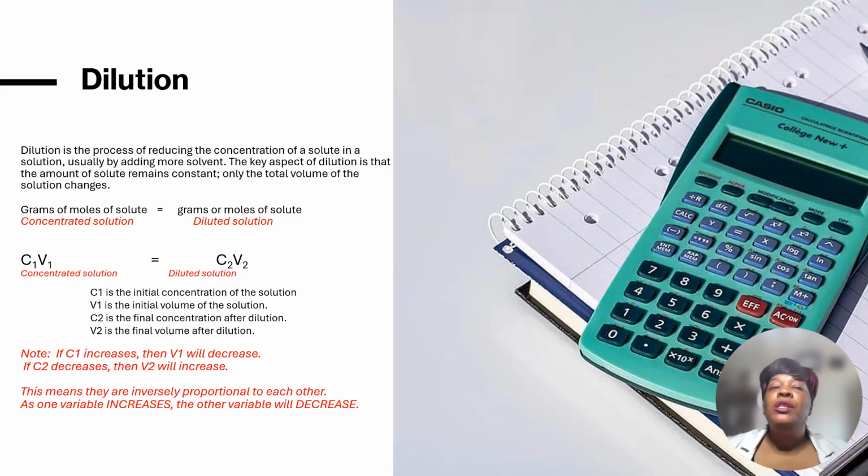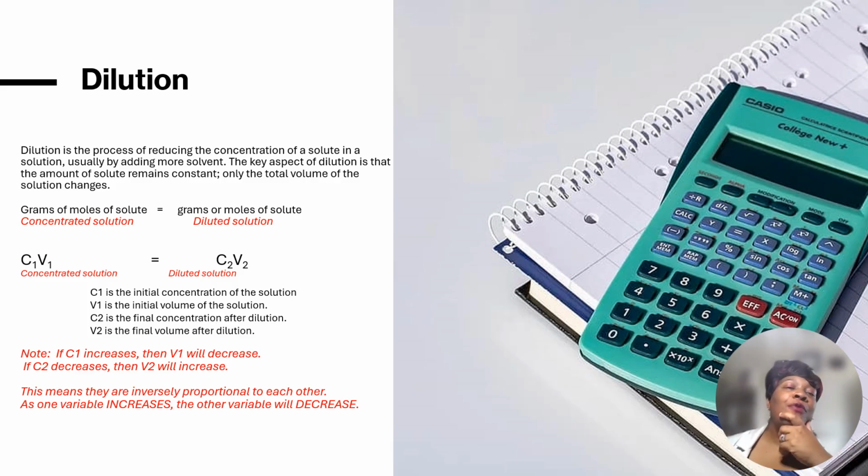Dilution. Dilution is another example of concentration calculations. Dilution is the process of reducing the concentration of a solute in a solution, usually by adding more solvent. Now, the key aspect of dilution is that the amount of the solute remains constant, only the total volume of the solution changes. So how can we think about this?